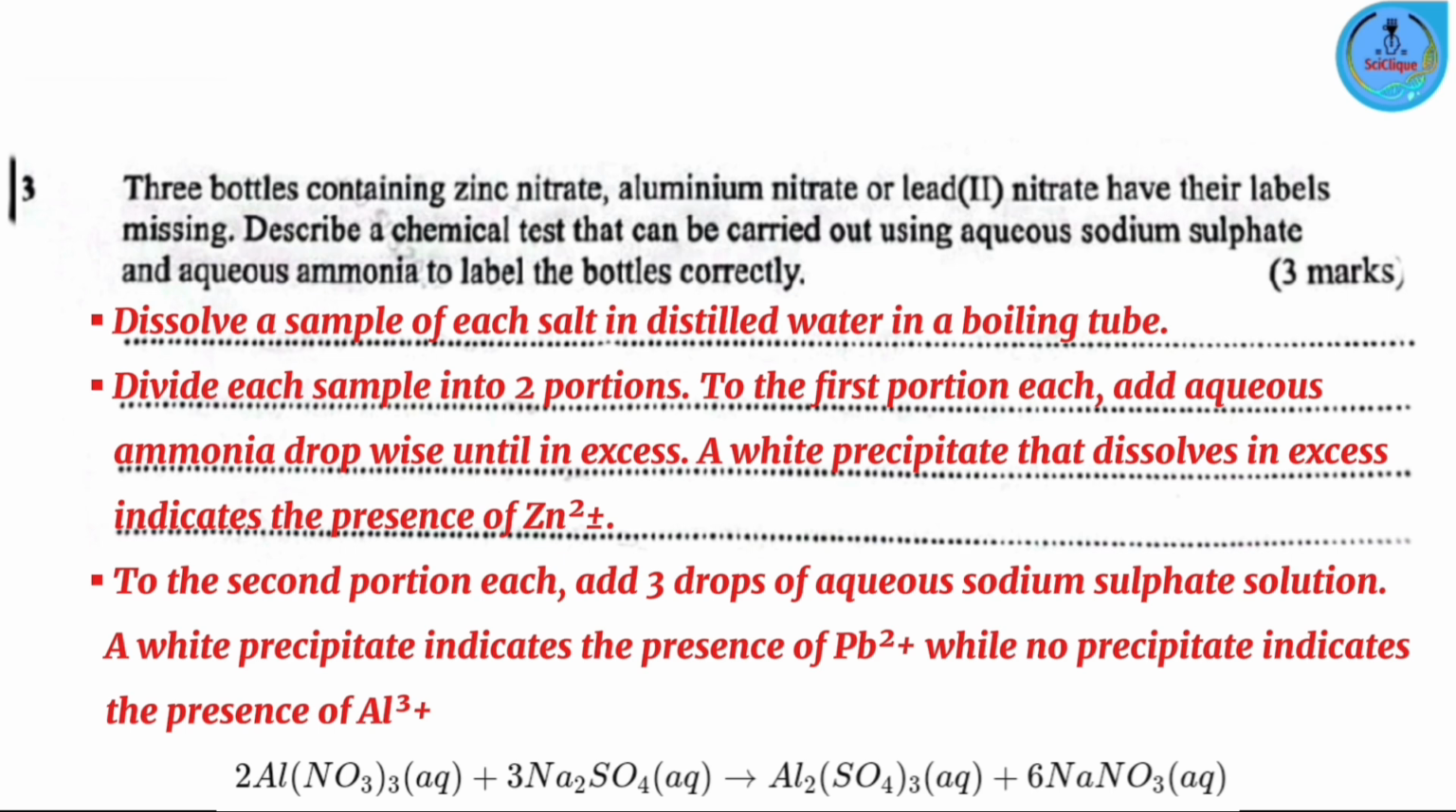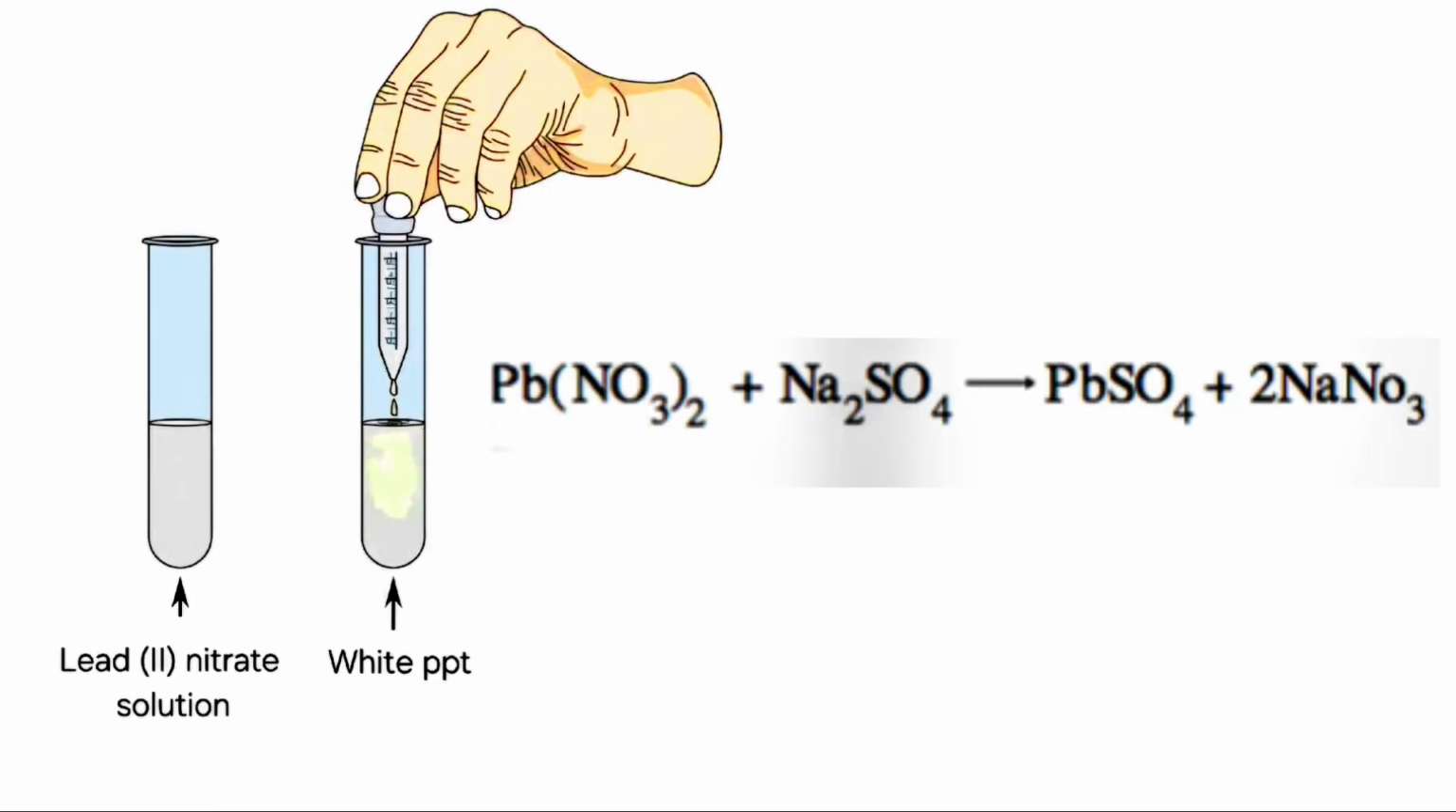So if you have a boiling tube and you don't see any white precipitate that is formed, that means that it contained aluminium nitrate. So what about the second one, the one that has lead 2 nitrate? What observation will you see?